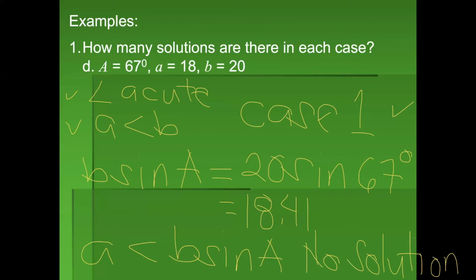If A is greater than B sine A, there are two solutions. If A is equal to B sine A, there is one solution. But since here A is less than B sine A, there is no solution.